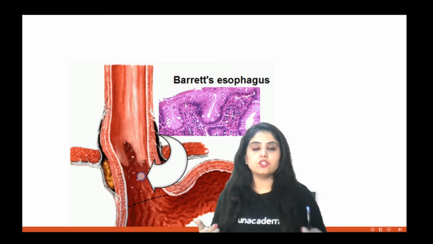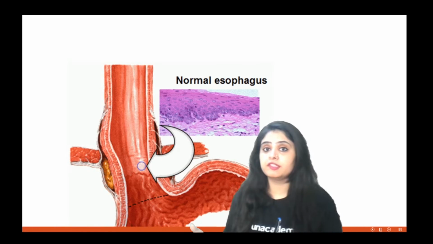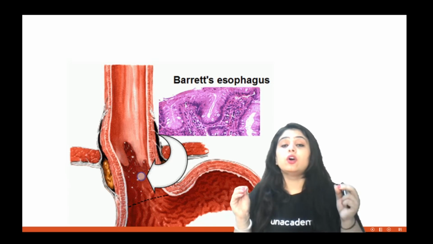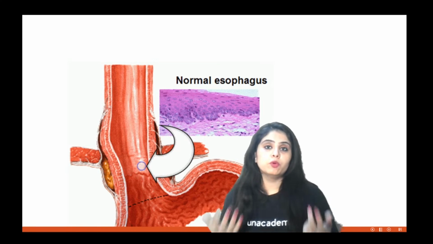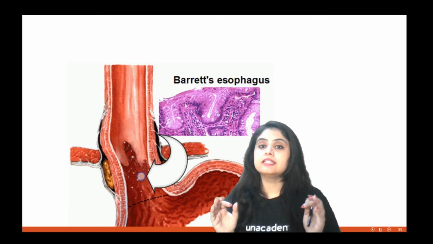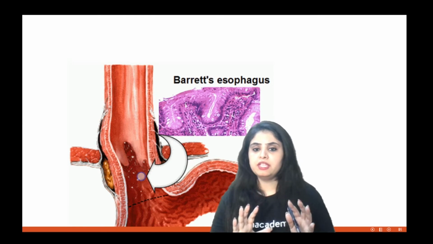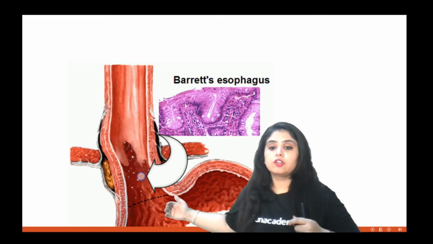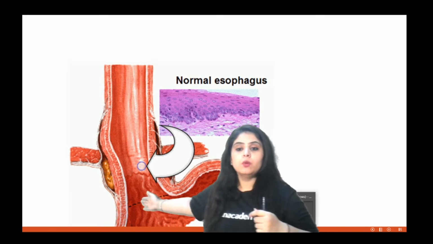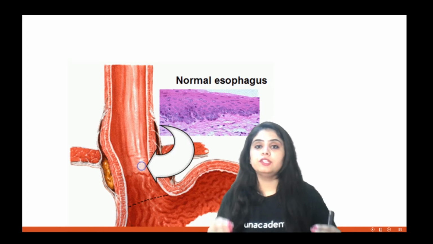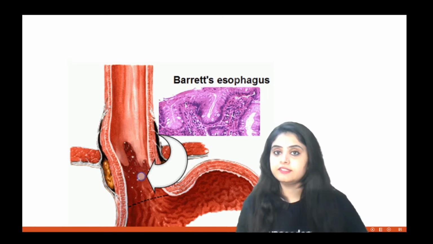So what is that change? The normal epithelium was the squamous epithelium, and it has now changed into the columnar epithelium, and to be more precise, this is the intestinal columnar epithelium. So now having this brief, why did this happen? Because contents from the stomach were going up into the esophagus. We were dealing with gastroesophageal reflux disease.